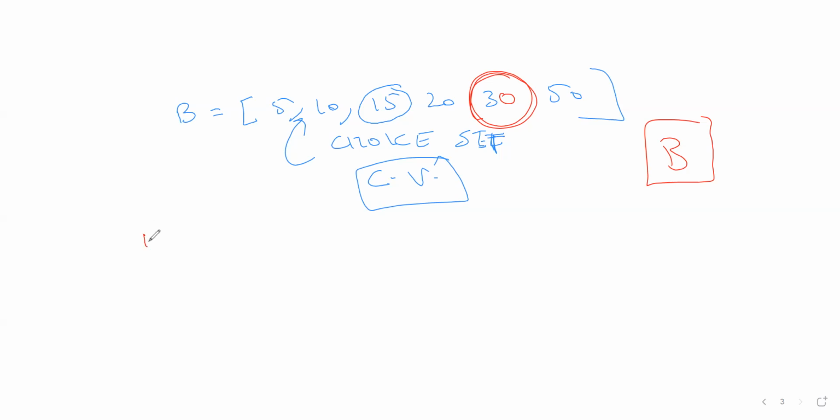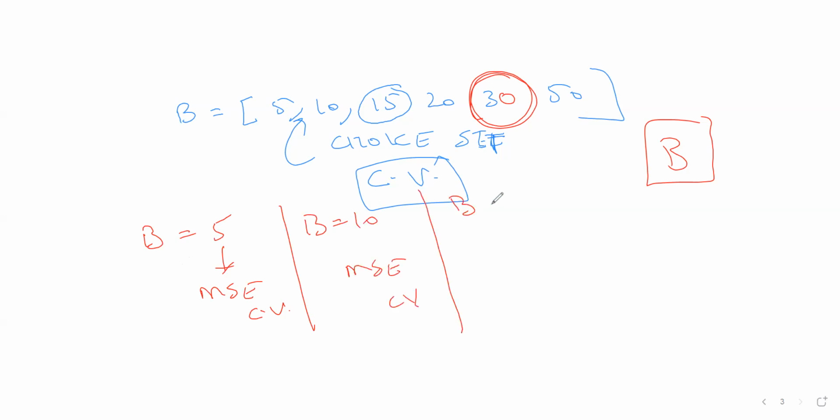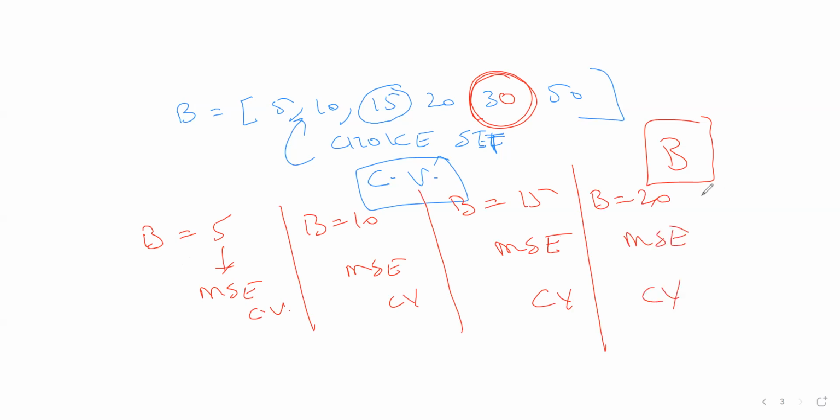Yes. So for B equal to 5, you are getting the MSE value for cross validation, yes or no? Yes. For B equal to 10, you are getting an MSE for cross validation. For B equal to 15, you are getting an MSE using cross validation, right? For B equal to 20, you are getting an MSE using cross validation. Now, which is better? Do it for B equal to 30, MSE cross validation. B equal to 50, get an MSE value, cross validation.